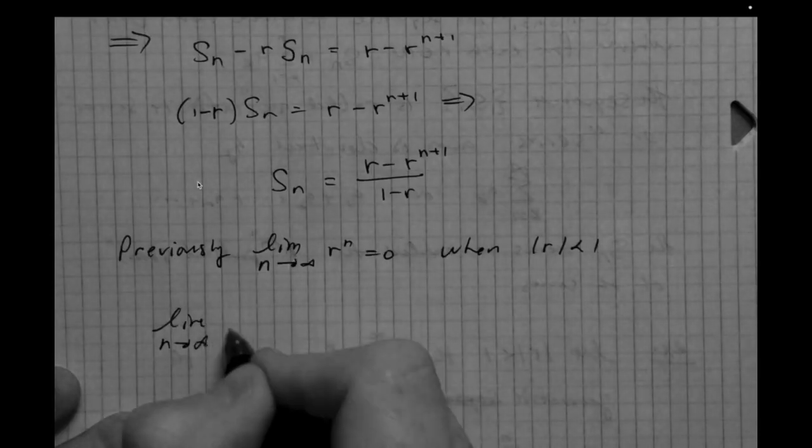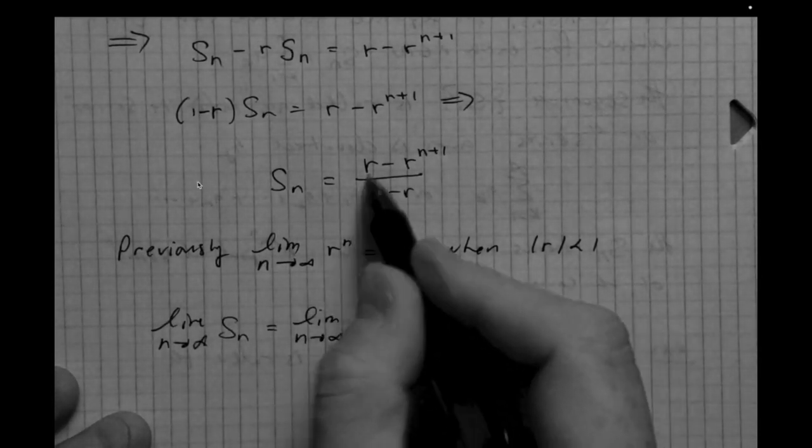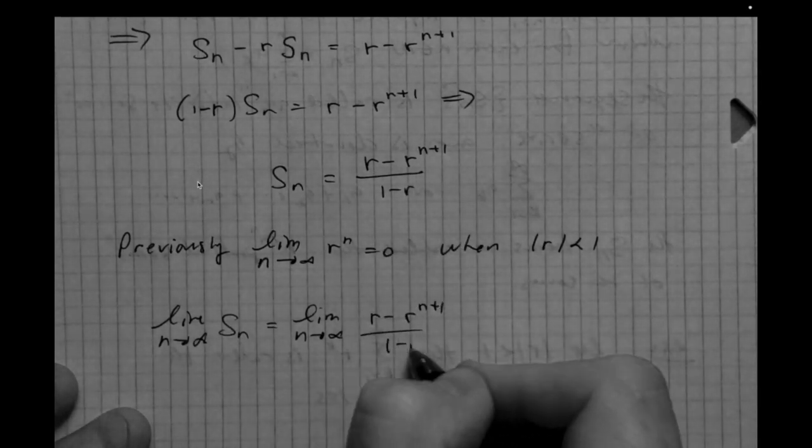So the limit as n goes to infinity of s sub n would be equal to the limit as n goes to infinity of this thing, r minus r to the n plus 1 over 1 minus r. Specifically this piece here, r to the n plus 1, is going to converge to 0 as n goes to infinity. So this is going to be equal to r over 1 minus r.